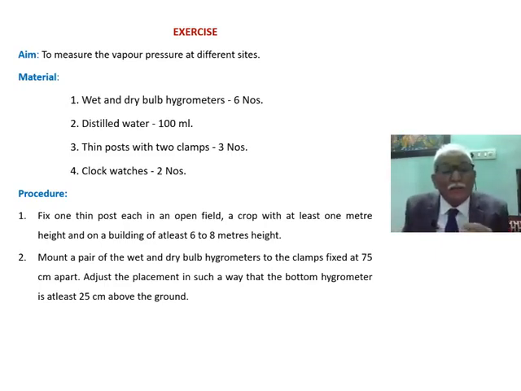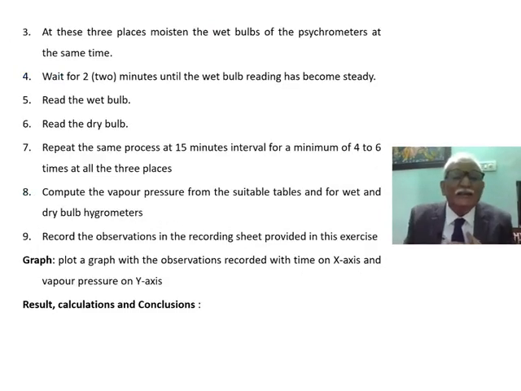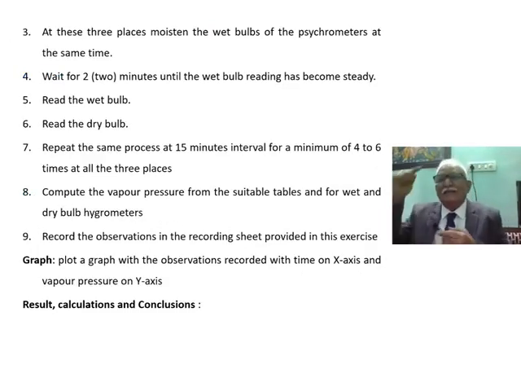So mount a pair of wet bulb and dry bulb hygrometers to the clamps. Arms are there, clamps are there, you just hang them. Now what you do is, at these three places: 10 centimeters above the crop, 10 centimeters into the crop from the surface or canopy, and 10 centimeters above the ground, place the dry bulb and wet bulb. Now, the same setup outside, in the open field.